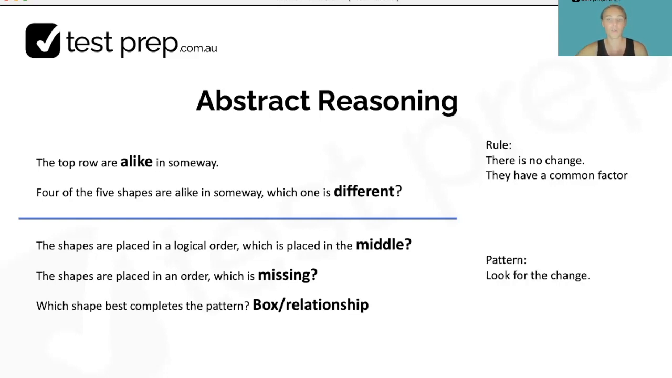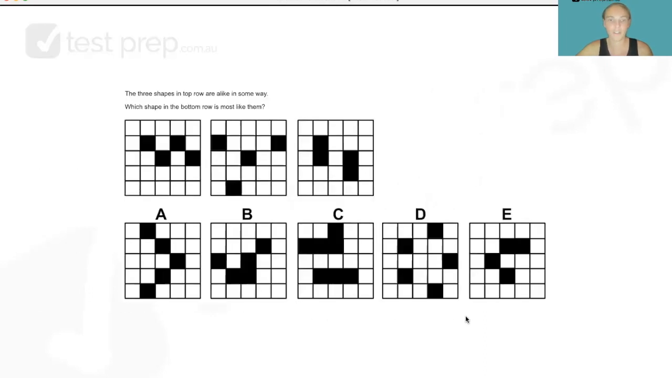The other 3 all require a pattern. So we're looking for a consistent change, like a thing's rotating or changing color, or is the shape changing its position. So it's looking for a constant change, and that's what we call patterns. So the last 3 are all about patterns. I will actually say the box relationship one is a little bit of both, but it's still classified as a pattern question.